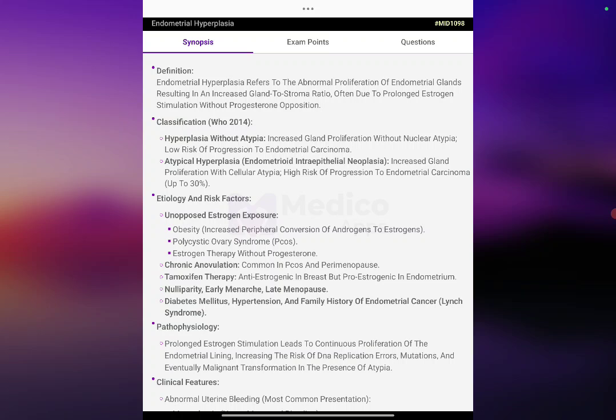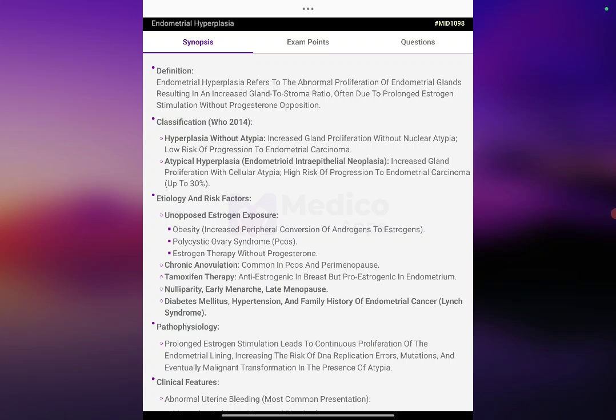Classification by the WHO in 2014: Hyperplasia without atypia, increased gland proliferation without nuclear atypia, lower risk of progression to endometrial carcinoma. Atypical hyperplasia, endometrial intraepithelial neoplasia, increased gland proliferation with cellular atypia, higher risk of progression to endometrial carcinoma, up to 30%.